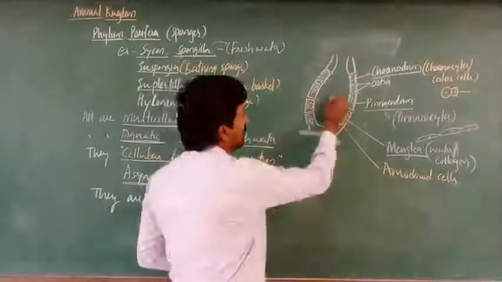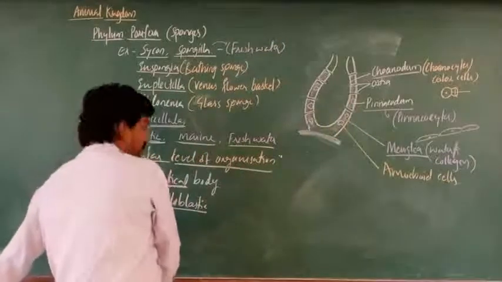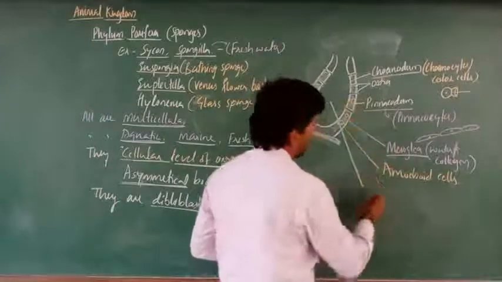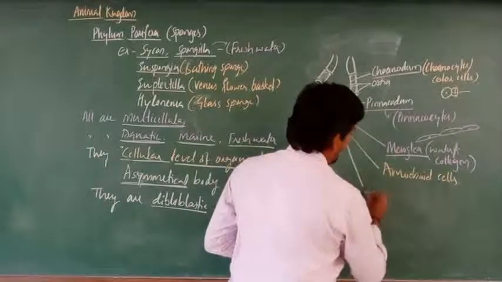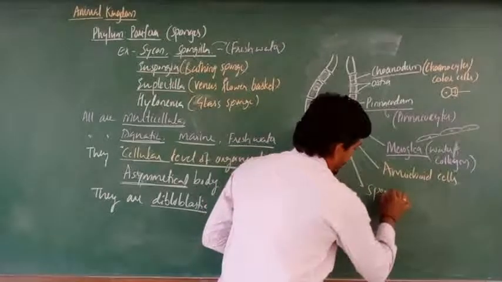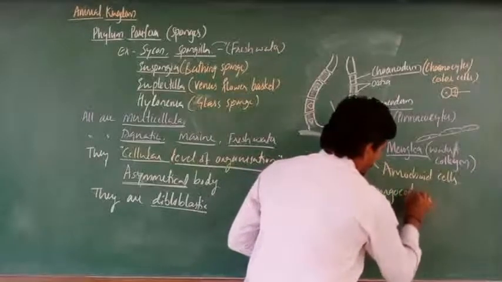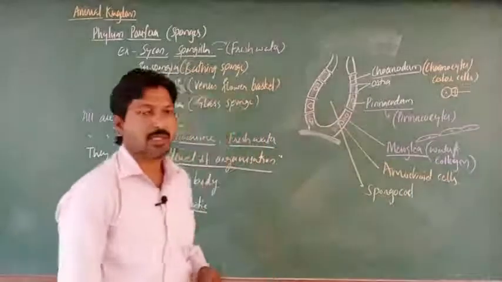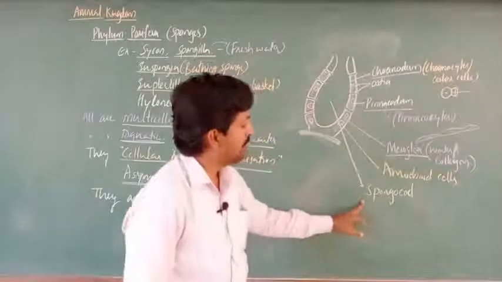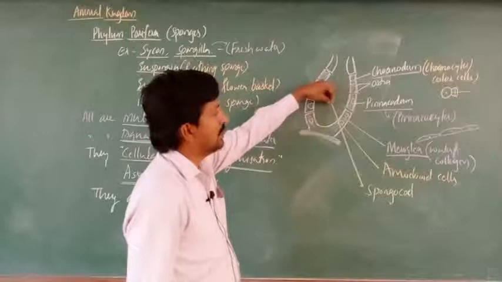Next, this is the central cavity. This central cavity is referred to as the spongiocele. Spongiocele, right? This is what the central cavity is, but it is not a body cavity, as I referred already. Spongiocele, okay, the cavity which exists in the center, right?